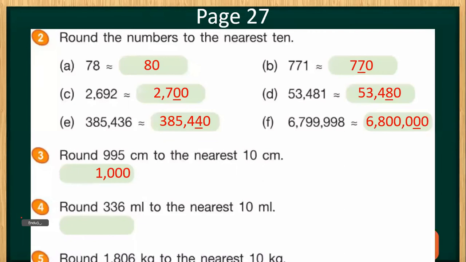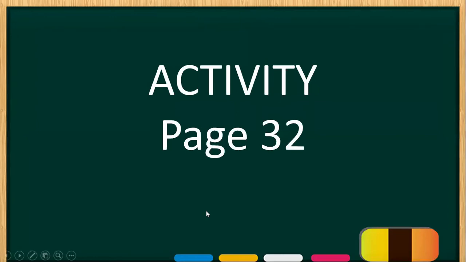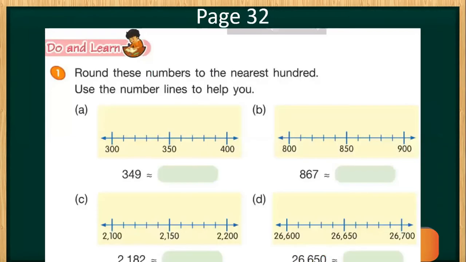Next, number 4, round 336 ml to the nearest 10 ml. What's your answer? 340. 340. Very good. Next, number 5. The correct answer is 1,810. Okay, next, page 32. Do and learn.